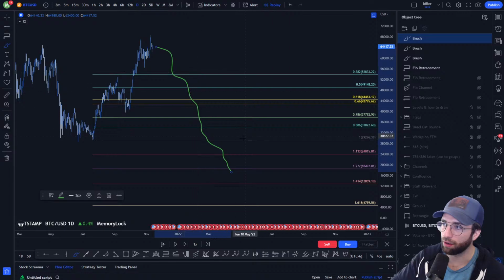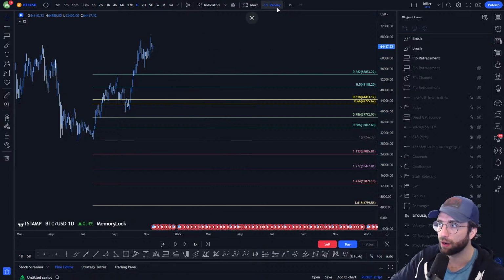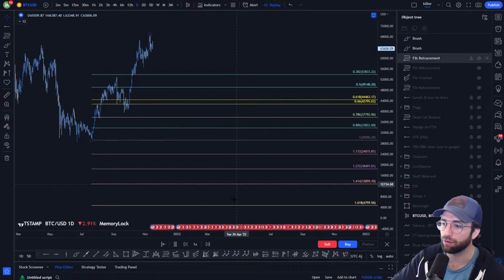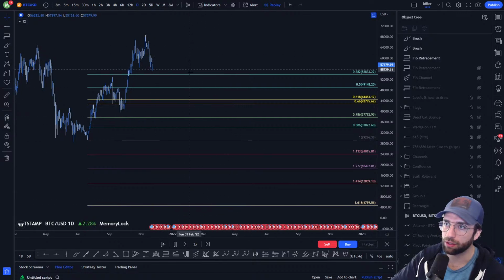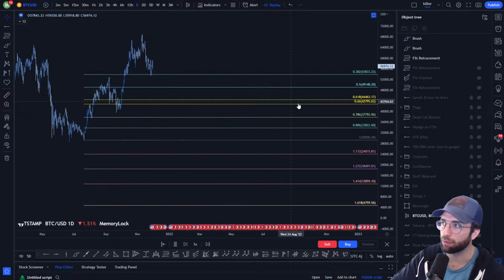This is where I'm going to look for support on the way down at each of these levels with our added confluence. We're not just going to use the Fibonacci all on its own, right? We're going to have some added confluence. And then we simply watch price unfold. Let's see if we can just go to a 3x. We watch price unfold here and see where we get some support.